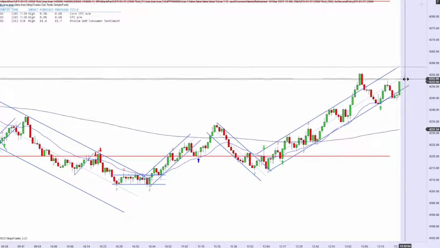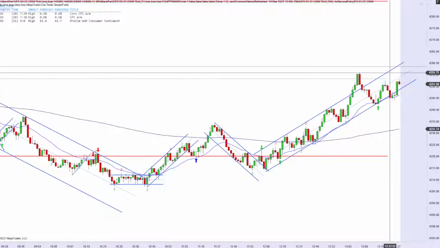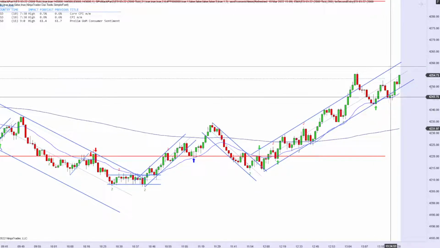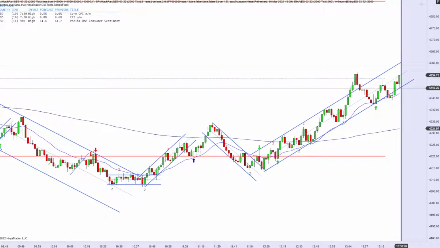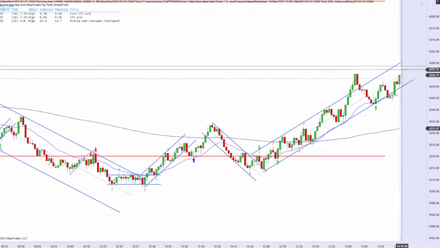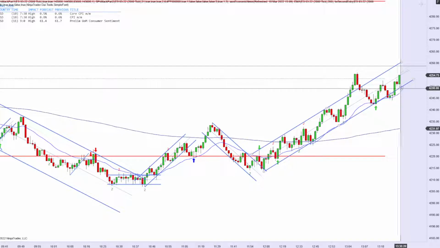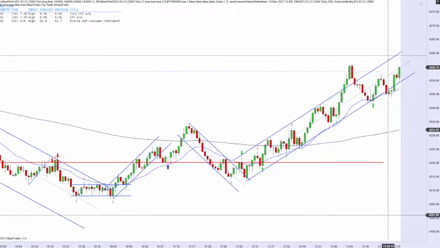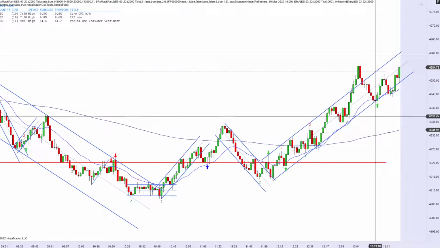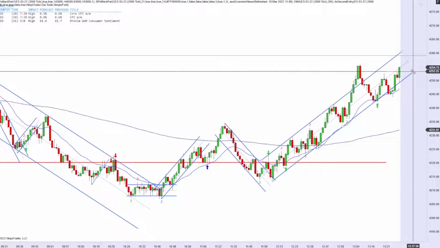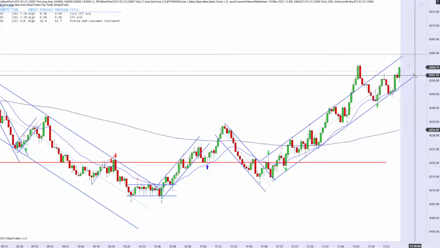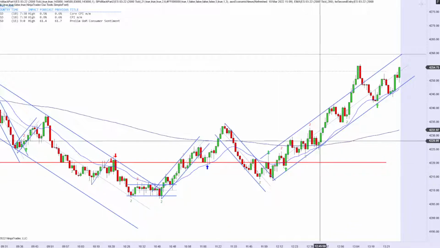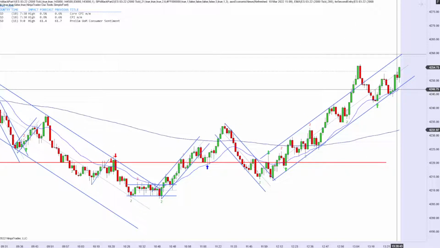Trying to push back top of this channel. We had a new low, first entry short, second entry short, failure. I'm not looking to trade anything just yet. I want to see, with this extra data that we have, could we actually be looking at something like this? Price is still holding.